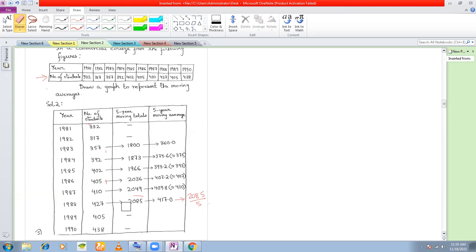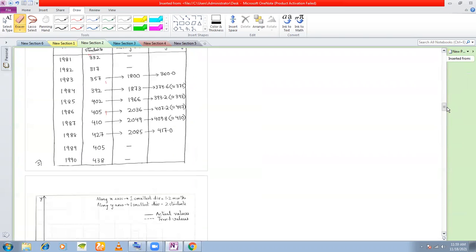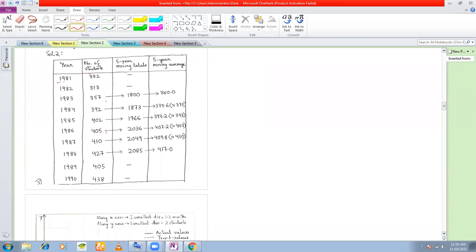Exactly in a similar manner, we are going to decide the scale and plot it on the graph. I can start with 1981 at the origin, and I plot all these values. How do I decide the scale? I have to plot this along the y-axis, and the lowest value that I can see here is 317. So your scale will start from, let's say, 300, and the highest value here is 438. This is the highest value.